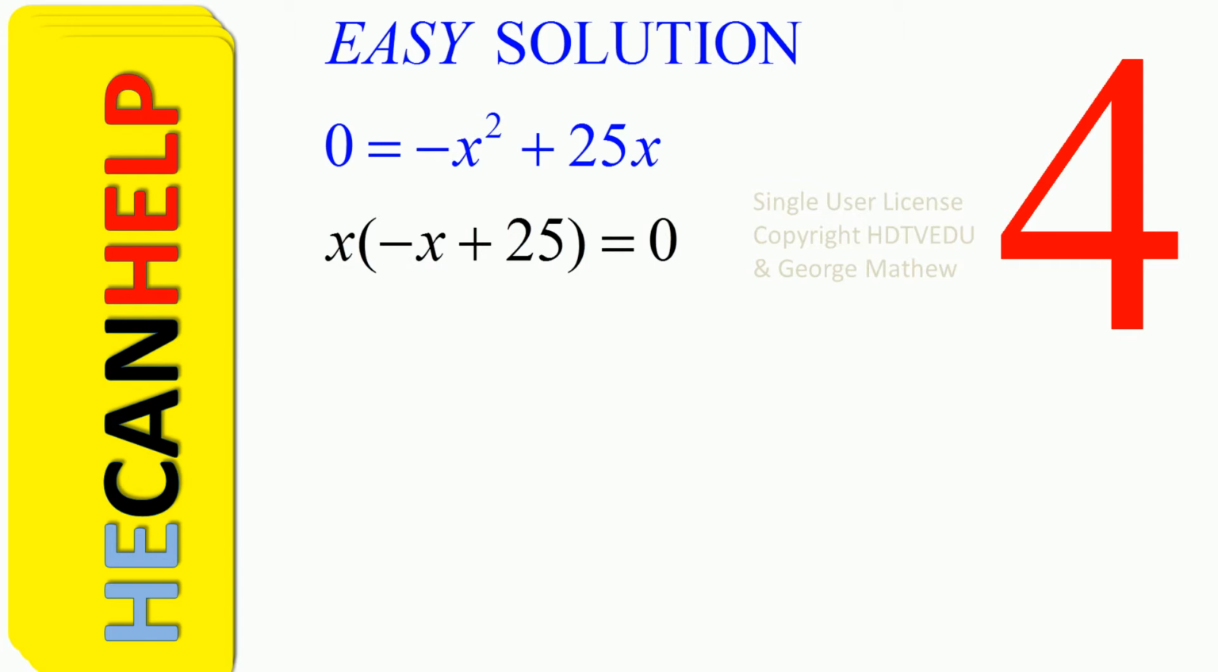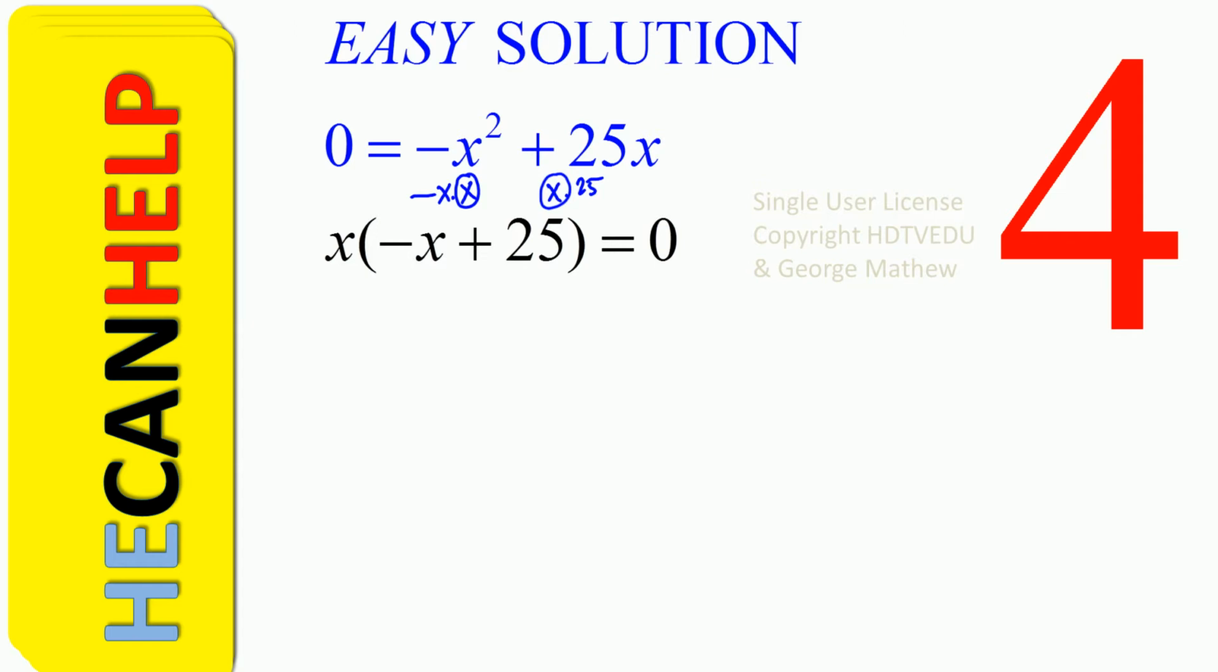And is there an easy solution for problems such as these? And the answer is yes. x is the common factor, so take the x out. So negative x squared is the same as negative x times x. 25x is the same as x times 25. So take the common factor out. When you take the common factor out, what are we left with? Negative x and plus 25.